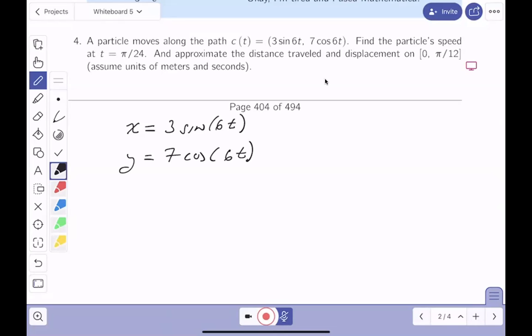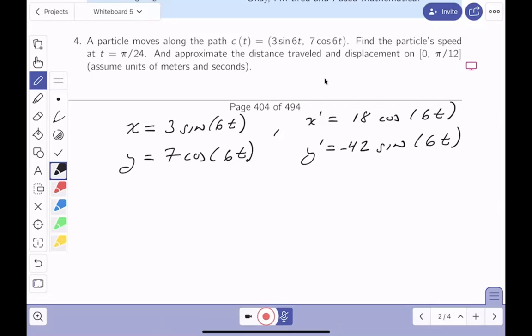All right. They say approximate the distance traveled. Well, first find the particle speed. I think we've done that. Before I do that, I'm going to write a few things down over here. I'm going to write x prime down. What's that going to be? 18 cosine 6t. I'm going to write down y prime for you. What's that going to be? I guess that would be 6 times 7, right? So that's going to be minus 42 sine 6t.